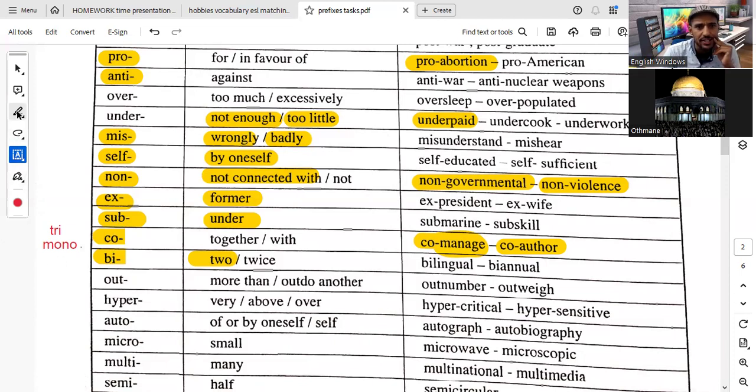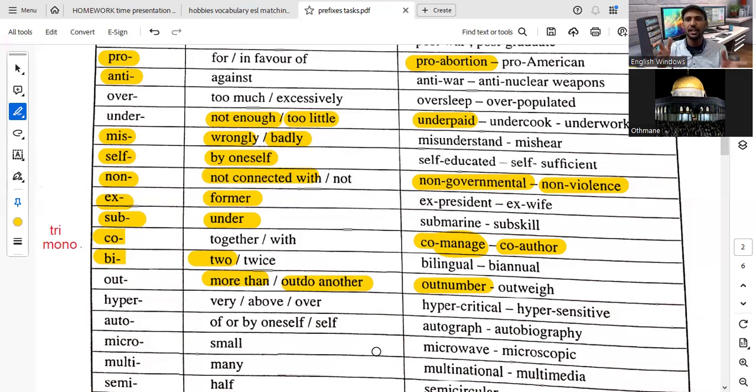Next we have out. When we add out to a certain verb, it means again to a high degree. It means more than, or out to do another grade sometimes. Example, outnumber: it means to be higher in number. Example here: the girls in my class outnumber the boys. Outnumber means that their number is higher than the number of boys in my class, right?